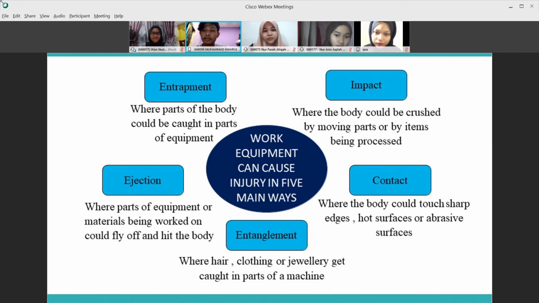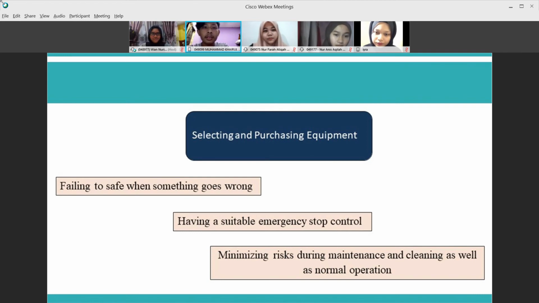Next, also selecting and purchasing equipment. There are 3 steps: failing safe when something goes wrong, having a suitable emergency stop control, and also minimizing risk during maintenance and cleaning as well as normal operation.